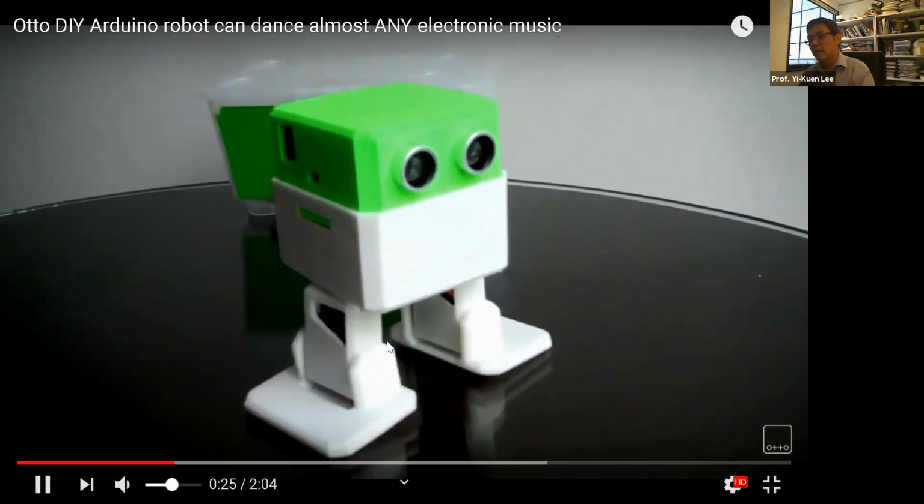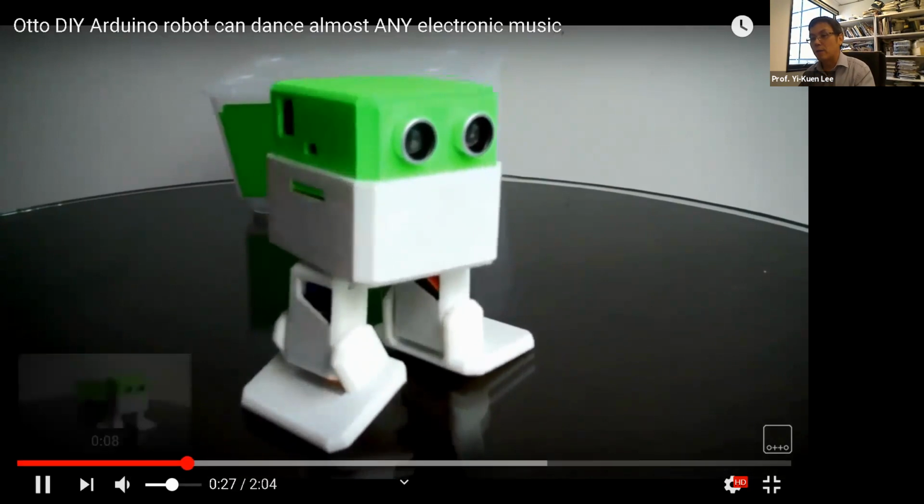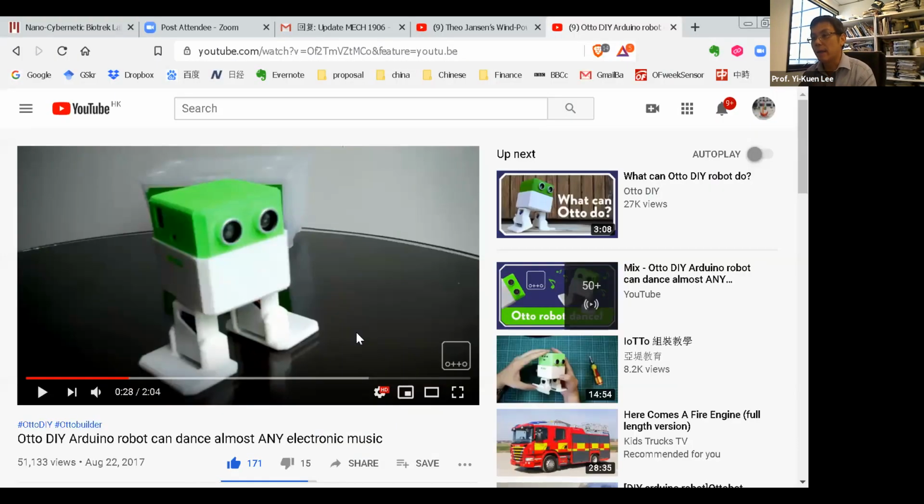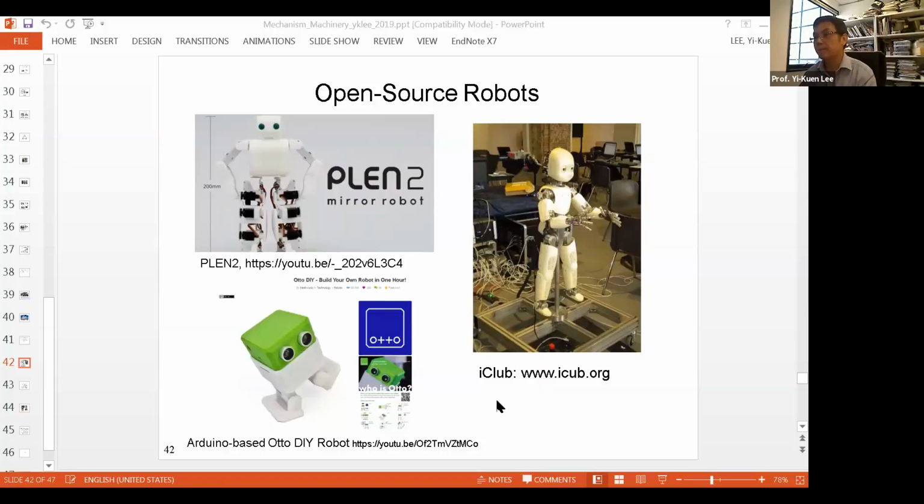So again, this is an open source robot. You can download this design from the internet, do 3D printing, and then build this robot. Nowadays robots have become so common that if you're interested, you can really build your own robot. It's not very difficult now.